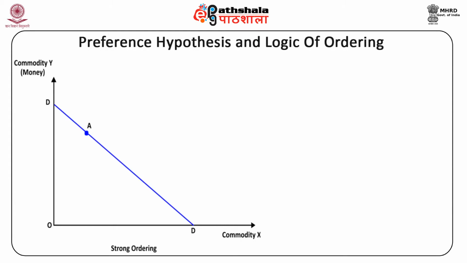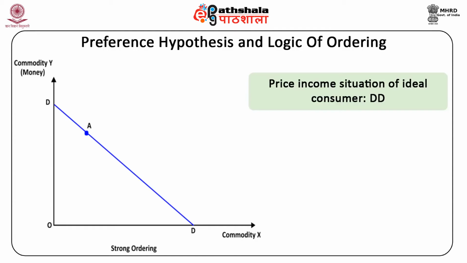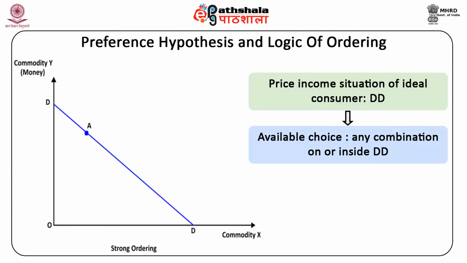In the figure, commodity X is an individual good and is measured on the X axis, and commodity Y, that is money, is a composite good representing all goods and services other than commodity X. Given the income and the prices of commodities X and Y, the price-income situation of the consumer is shown by line DD. The consumer can choose any combination on line DD or inside the triangle ODD. The actual choice of the consumer is shown by the point A.